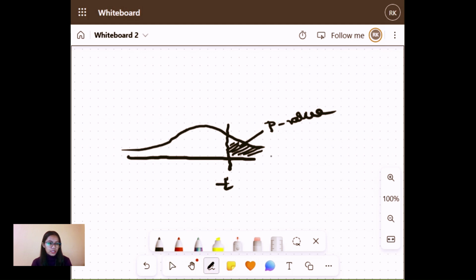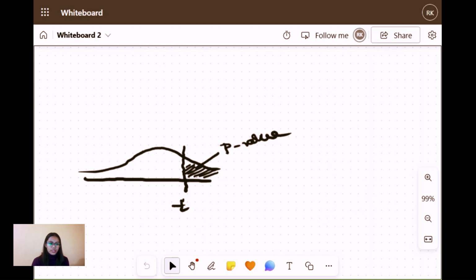We have different test statistics. We will discuss it later. So I hope you don't have any doubt what exactly p-value is. P-value is basically the shaded area under the curve which is obtained from the test statistic.